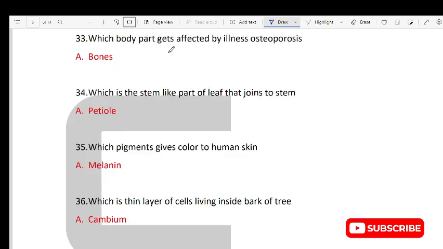33. Which body part gets affected by the illness osteoporosis? Answer: bones. 34. Which is the stem-like part of leaf that joins to stem? Answer: petiole. 35. Which pigments gives color to human skin? Answer: melanin. 36. Which is the thin layer of cells living inside bark of tree? Answer: cambium.